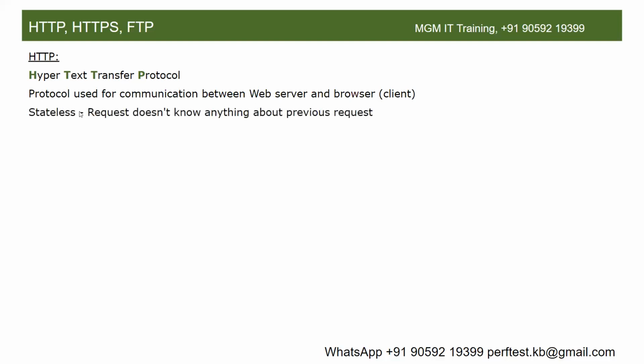And HTTP is a stateless protocol. Stateless means the request doesn't know anything about the previous request. Any request doesn't know anything about the previous request. That's why it is called a stateless protocol. You will understand this once we start scripting. And the standard port number of HTTP is 80.